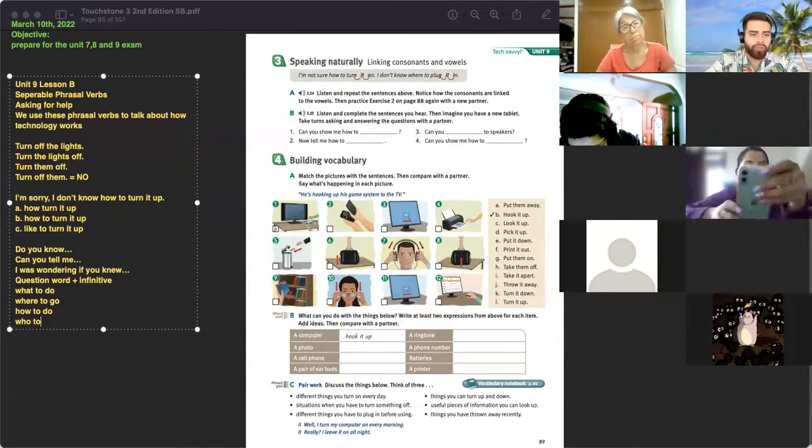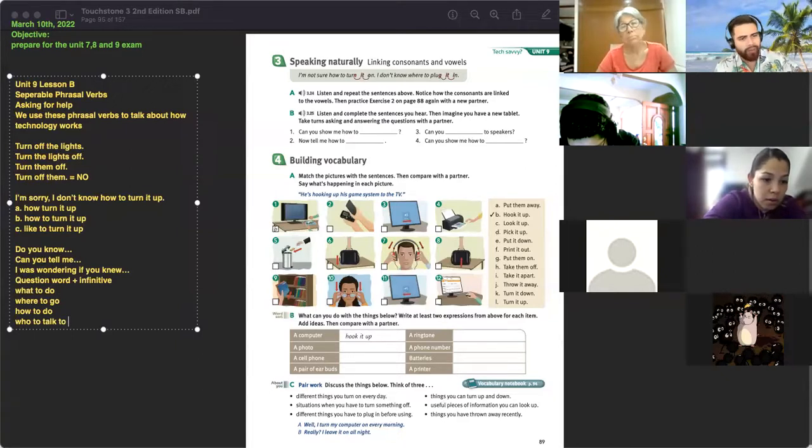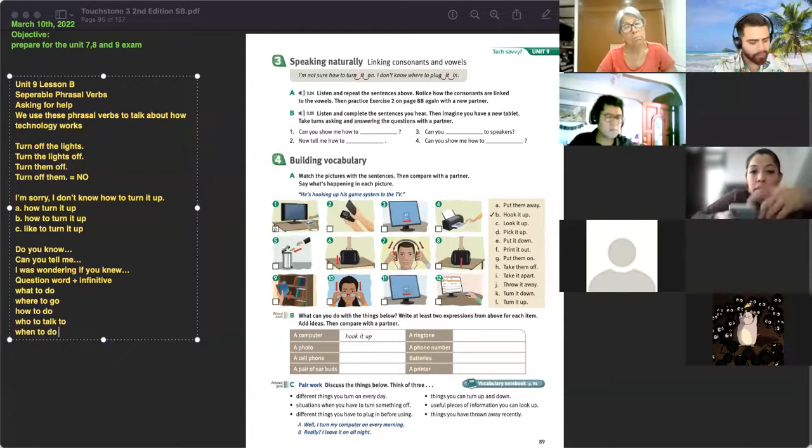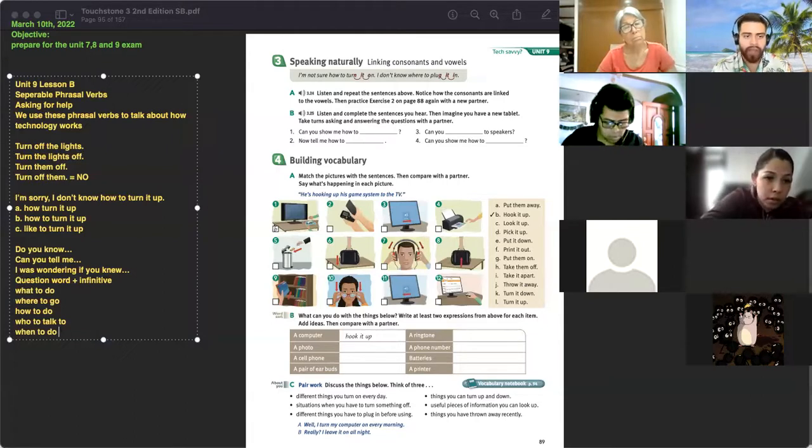Who to talk to. You know, I think all of them work except with when. No, you can actually use when to and do something. Okay, when you're asking for help, you can do that.